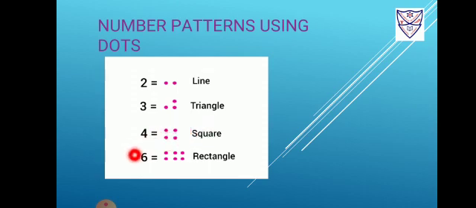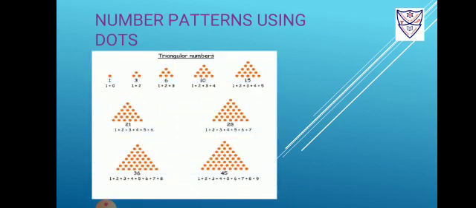6. So by using 6 dots, which shape can we make, students? We can make a rectangle. Let us understand more about the number patterns. Number patterns using dots. So students, these are the many triangles drawn with the triangular numbers. Let us understand how these number patterns are found. First figure is 1 dot. So students, here 1 dot is there. Second figure is 3 dots. So that is 1 plus 2, 3 dots.